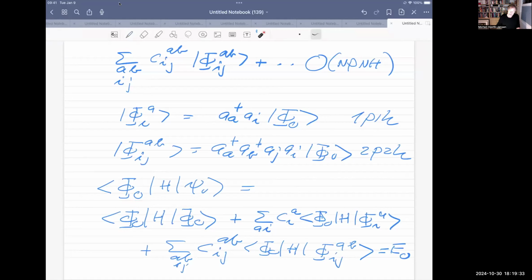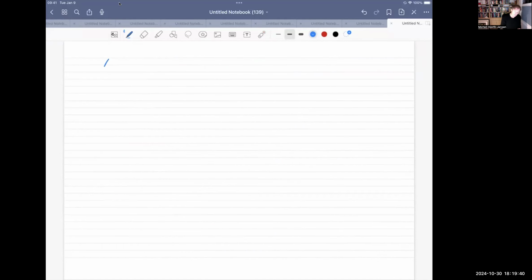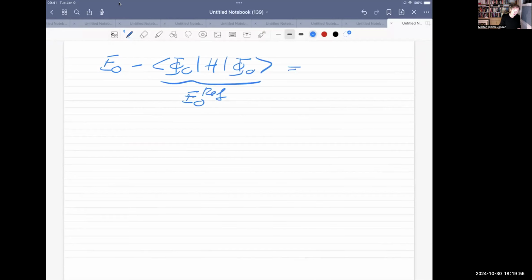Now, it's common then to reshuffle these terms so that we could rewrite E0 in terms of phi 0 and the expectation value of the reference state. And this is a term which we call E0 ref, the reference energy. And we call this the correlation energy. So these are the contributions to the energies which are beyond the expectation value of the reference state. So this quantity here is called the correlation energy.